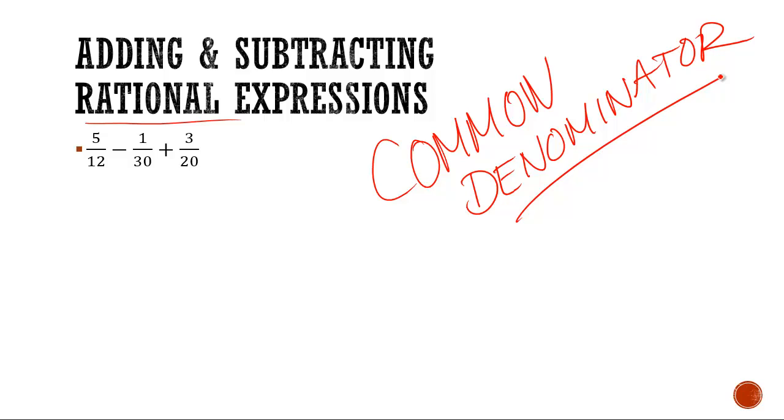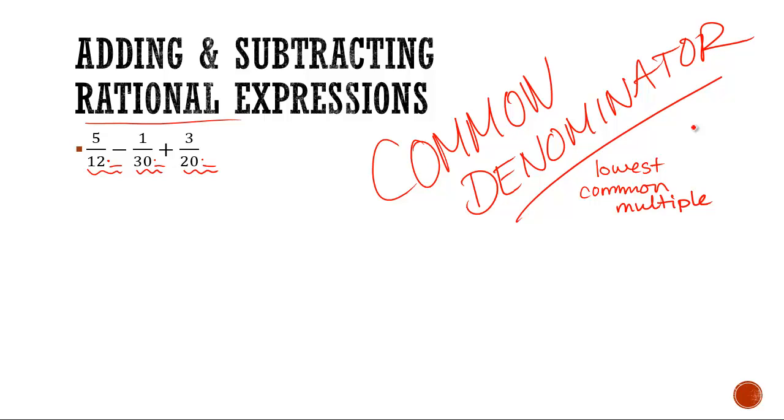What's a common denominator? Well, we need to be able to take 12 and multiply it by something, and take 30 and multiply it by something else, and 20 and multiply it by something else, and then our denominators will all be the same. So a common denominator is actually a common multiple, but it's the lowest one to make calculations easier.